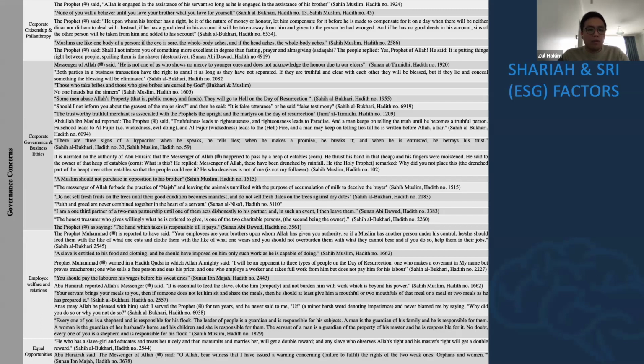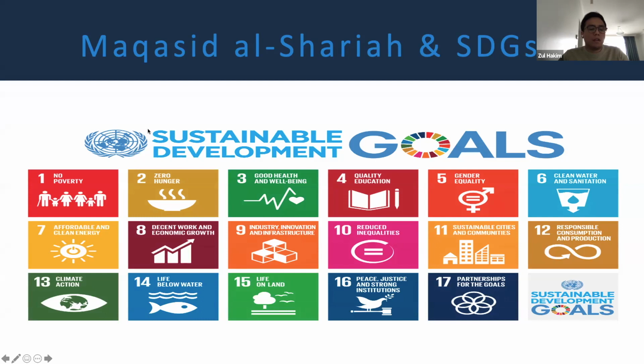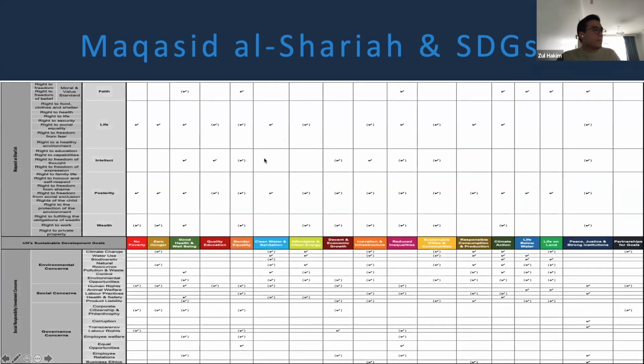Moving forward as well, the SDGs, which are the UN Sustainable Development Goals. I'm not going to explain further what the SDGs are, as I think it has already been covered in our previous webinar. But what I'm trying to mention here is that Maqasid Sharia is diverse in its objective, in the sense that it covers not only the ESG concerns, but it also comprehensively covers the SDGs concerns.